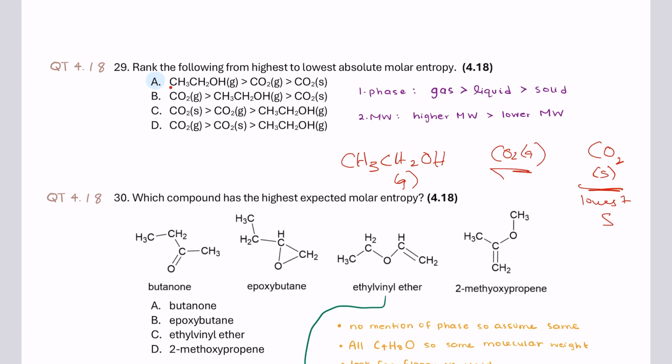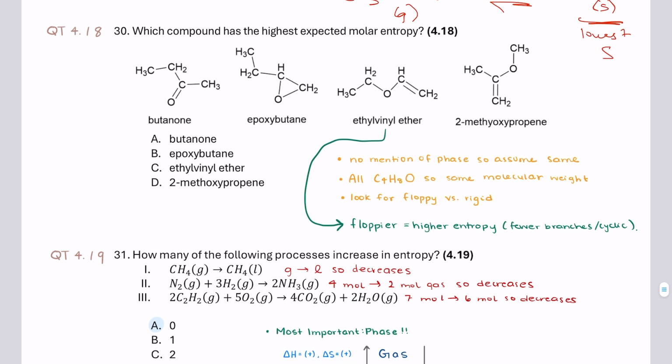So the answer that is correct is A. First, we have ethanol with the highest, then gaseous carbon dioxide, then solid carbon dioxide. Let's move on to problem 30. Problem 30 says which compound has the highest expected molar entropy?